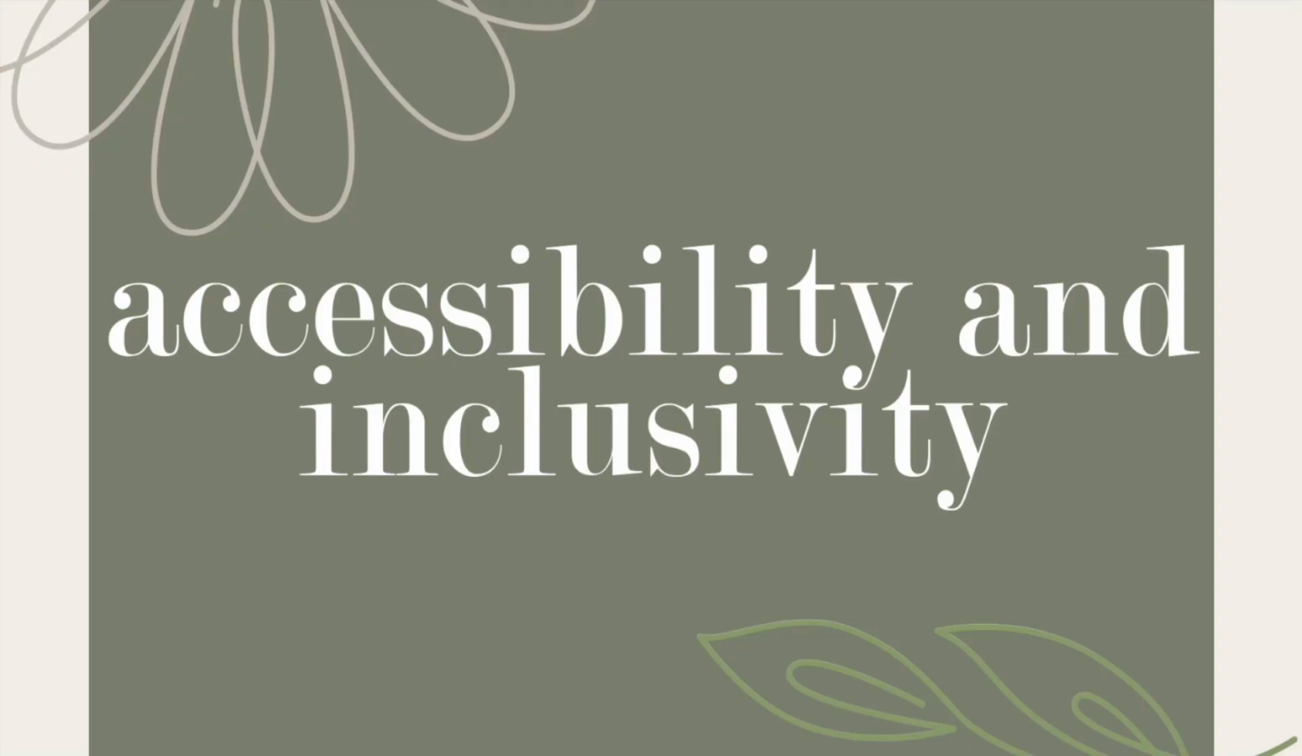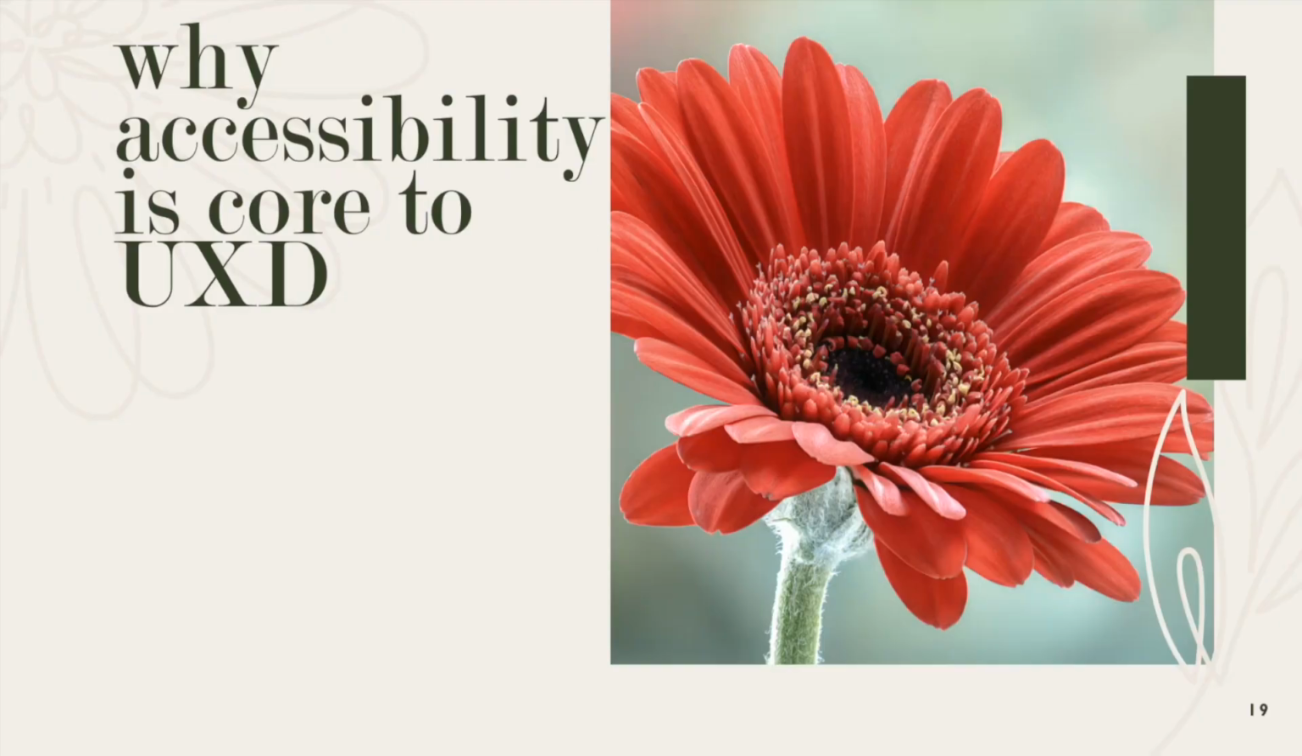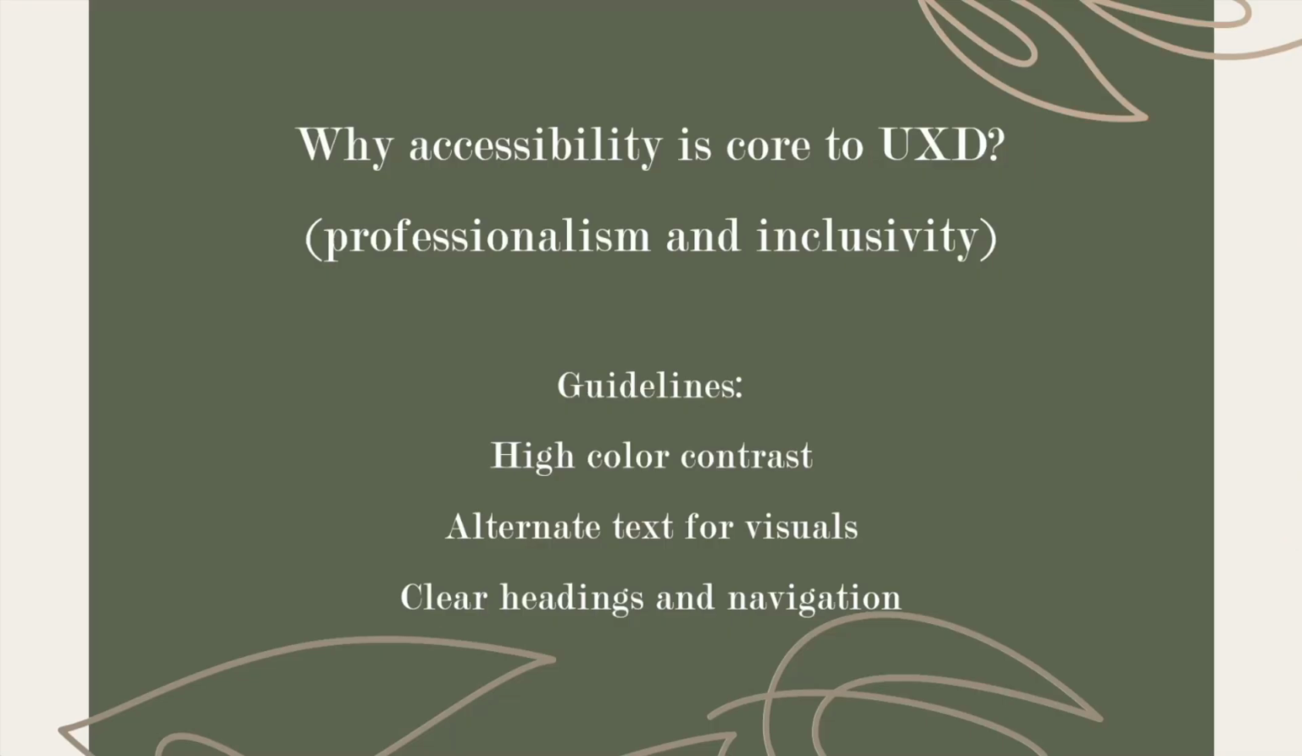Accessibility and inclusivity. Why accessibility is so important. It shows you're thinking beyond just aesthetics, you're thinking about people. So you want to make sure that it's professional and it's easy to read. Some quick guidelines: use high contrast between your text and your background so that it is easy to read. Add alternative text to images. Screen readers need it. Structure your content with clear headings and simple navigation.